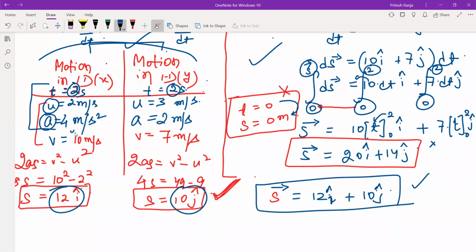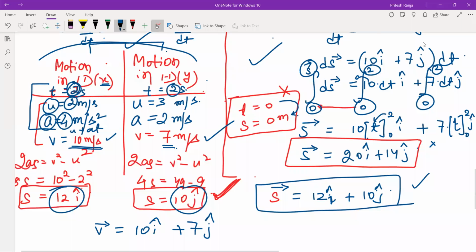Just use u plus at, you will get 10. u क्या लेना है 2, a क्या लेना है 4, t क्या लेना है 2, you will get 10. यहाँ पर भी ऐसे ही करके मिलता हमें v is equal to 7. And once we have got 10 and 7, we could have combined and we would have said velocity vector is 10 i cap, क्योंकि ये जो 10 है that is along x, plus 7 j cap because this is along y.